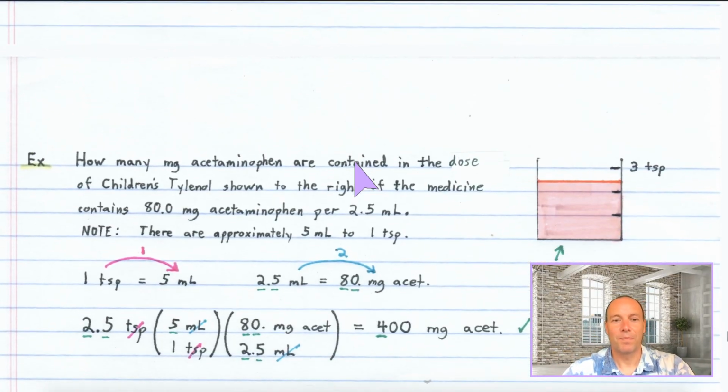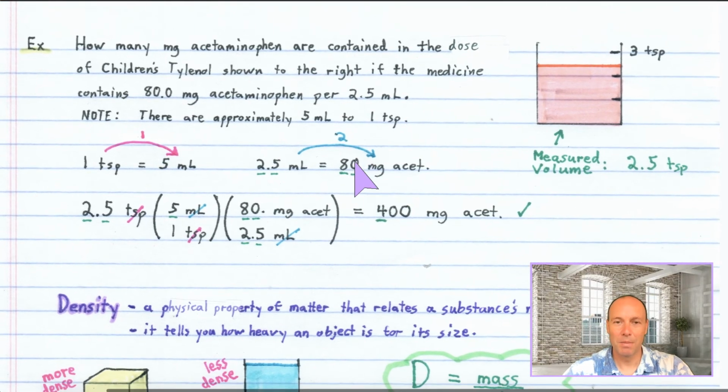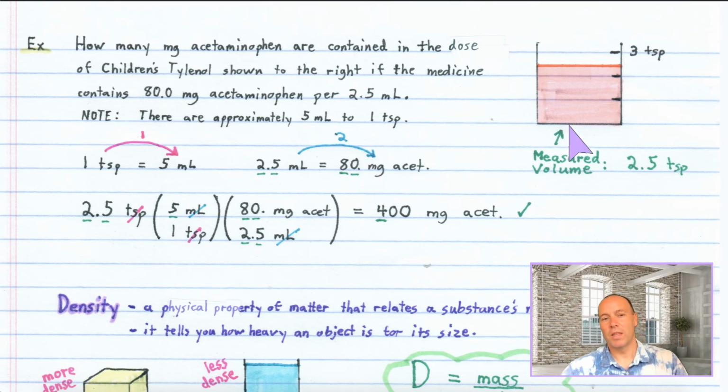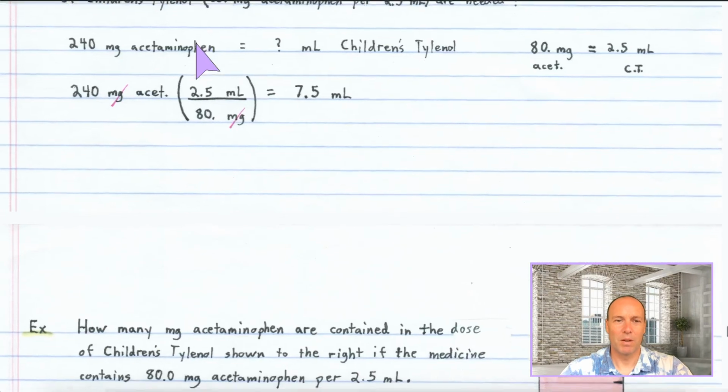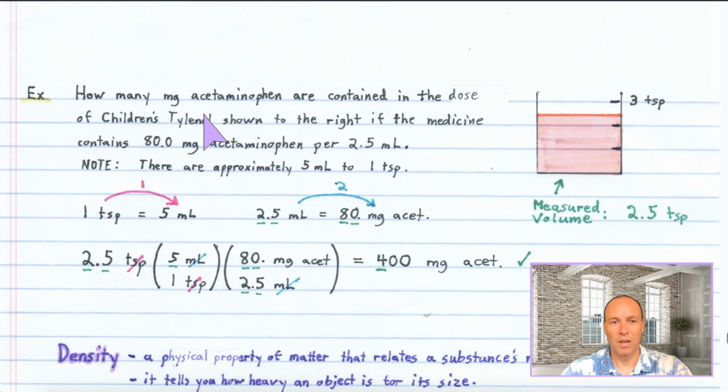So the next problem is another similar problem, also involving acetaminophen and children's Tylenol. It's a little more tricky, this one, I think. So I liked the last one. I think I got this in our textbook, and so I wrote another one that was closely related to that, but it contains a little catch. All right. The question is, how many milligrams acetaminophen are contained in the dose of children's Tylenol shown to the right?